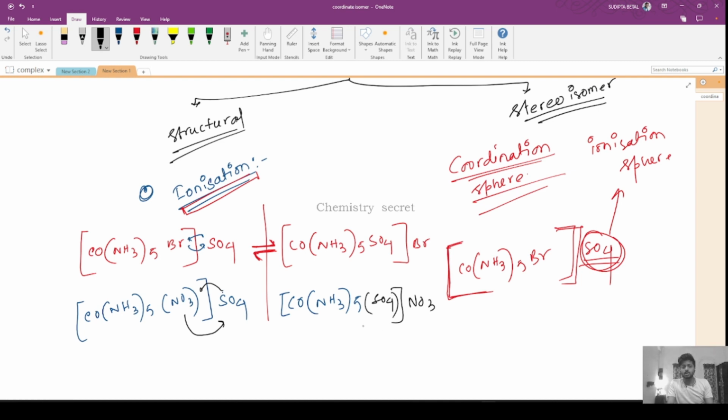Okay, so these are some examples of ionization isomer, and we can say that in case of structural isomers, the two isomers are interconvertible. Okay, so the two isomers can be interconverted without breaking the metal-ligand bond.